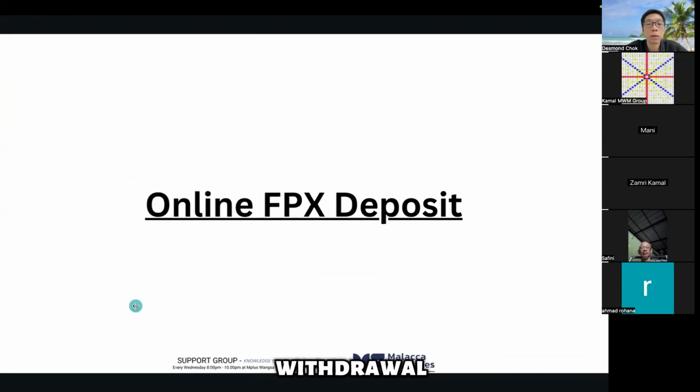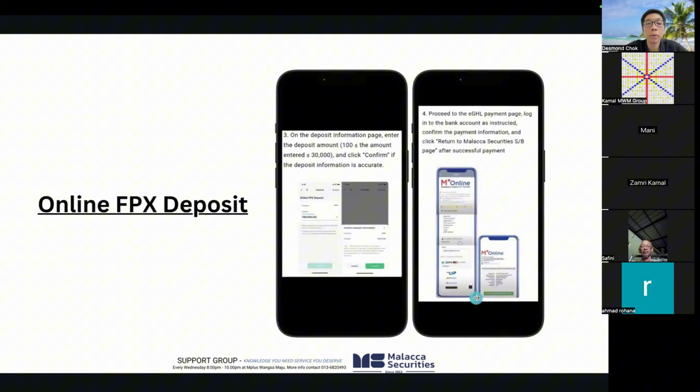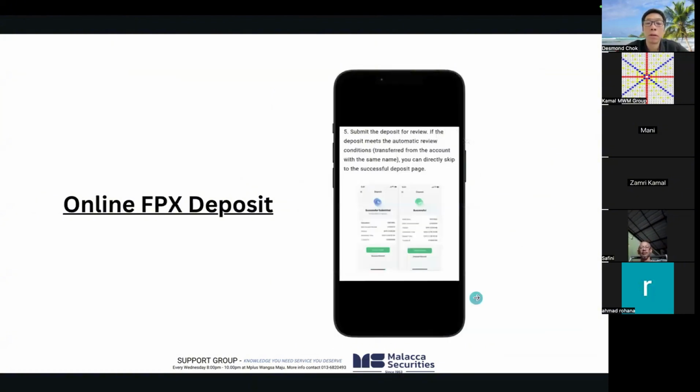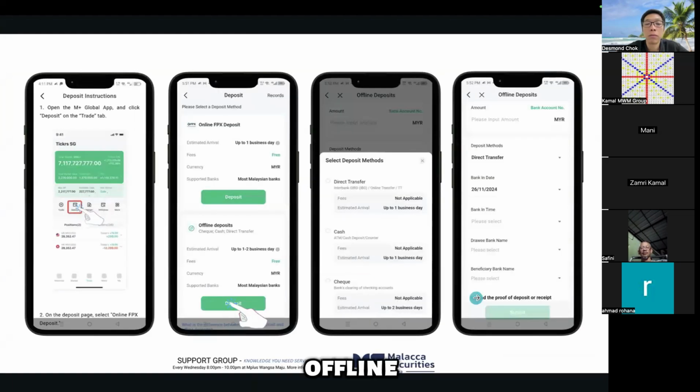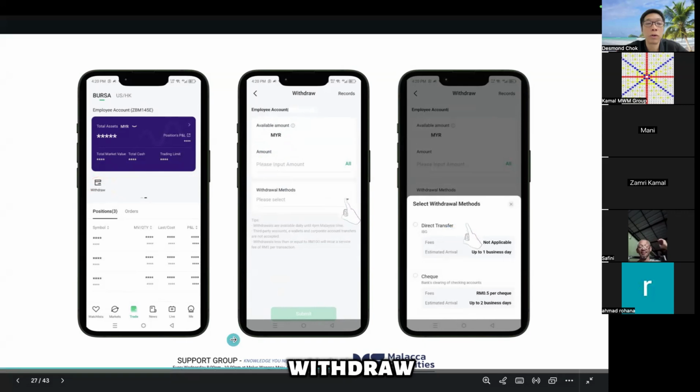Deposit withdrawal, online deposit. Click on this part for online deposit. Offline is the same thing: you need to upload the receipt and fill up the details. For withdrawal, click withdraw, then choose the withdraw method, then click run. Then follow the available amount that can be withdrawn.